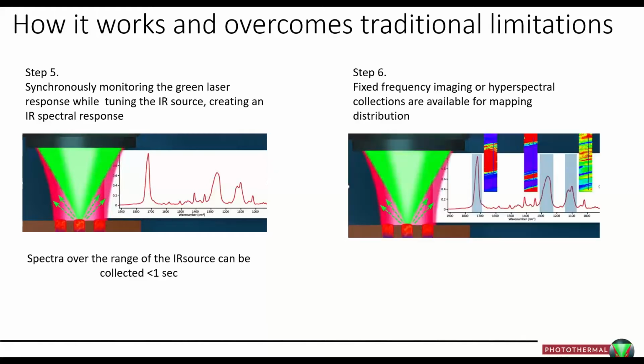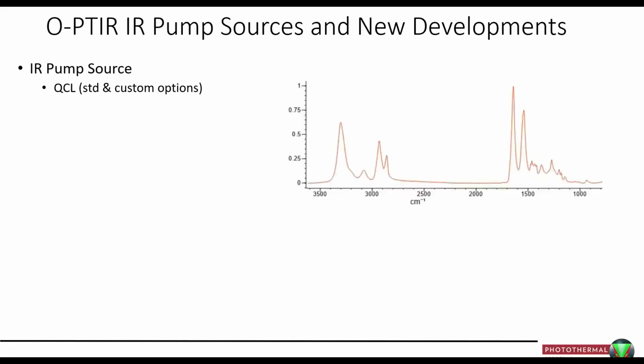And then because it's a QCL laser, we can actually stop and park that infrared laser at any given wave number, and then do single frequency imaging without any of the scattering artifacts that can trouble other single frequency approaches. Okay. So some new developments, and new is a bit relative, it's been around now for over a year or so.